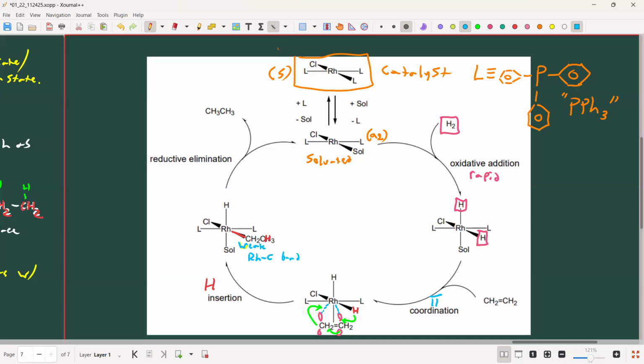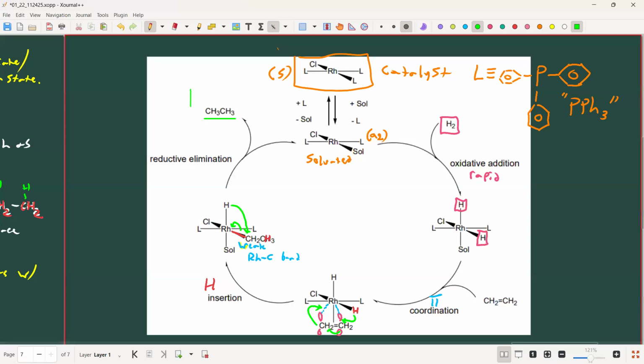And so the opposite of an oxidative addition happens. The opposite of an oxidative addition is reductive elimination. So it's the opposite. And now what happens is that instead of oxidizing H2 to form two rhodium bonds, you're reducing the carbon rhodium bond and the rhodium hydrogen bond to form ethane. So we do another insertion step effectively, and it kicks off ethane. And this is our product.